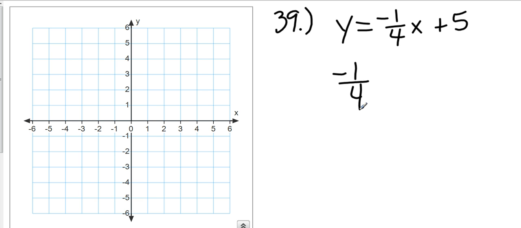I'm going to go to a y-intercept of 5, which is right here. And I'm going to go down 1 and to the right 4. Now I couldn't go another space. So what I'm going to do here is I'm going to switch that around, and I'm going to go up 1 and to the left 4, which shows you that I could use either one of those slopes and they're the same thing as long as just one of them is negative.